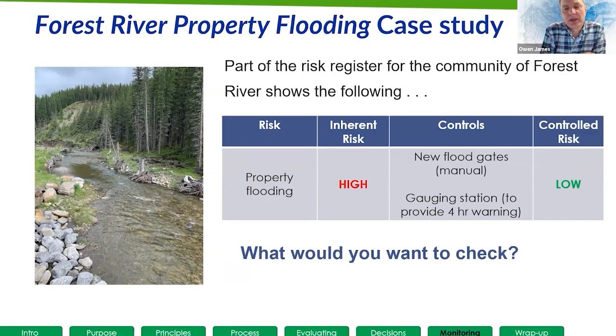You might be less worried. Think about flooding again. You might be less worried about property damage because you have floodgates and you put them up when the gauging station indicates a high level, and that is always accurate.